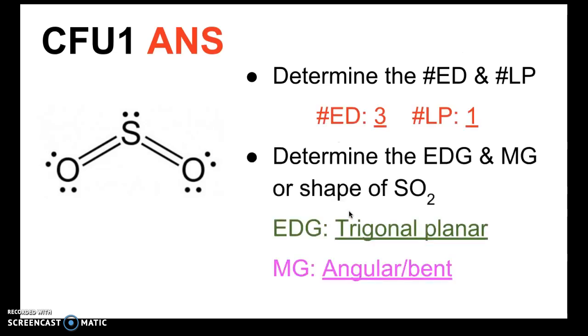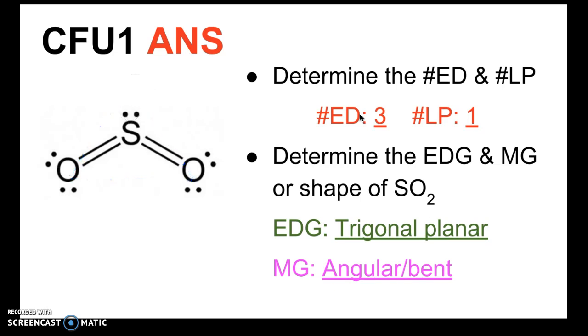Great, so this structure has 3 electron domains, 1, 2, 3, and one of those electron domains is a lone pair. Now, let's go into the shapes. So for electron domain geometry, we are going to include the lone pair. So if I draw my lone pair bubble in and then trace out my shape, I can clearly see it's a flat triangle or trigonal planar. So the EDG is trigonal planar.